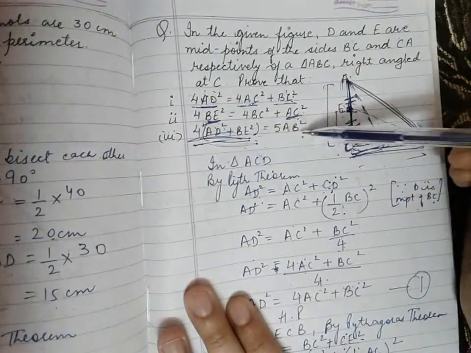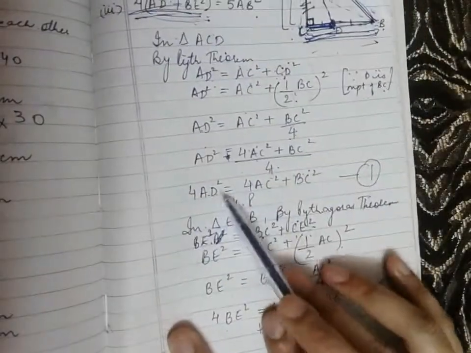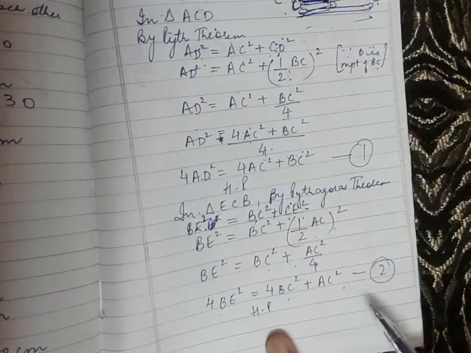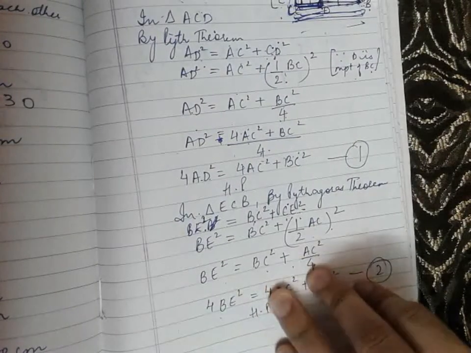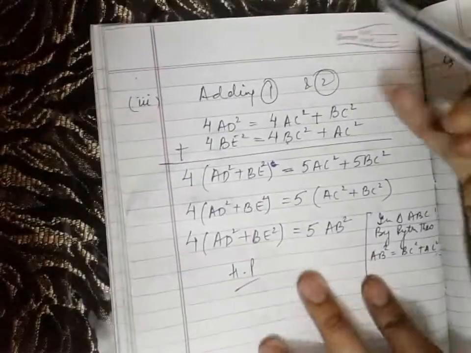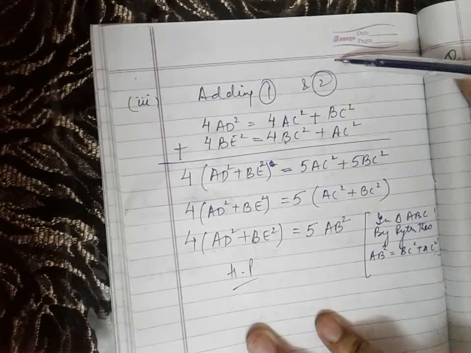See what we can do with right hand side. First we will add these two. Mark the result we have got from first equation as 1 and the result which we have got from second equation as 2, and we'll add these two equations. On adding 1 and 2, what have we got?